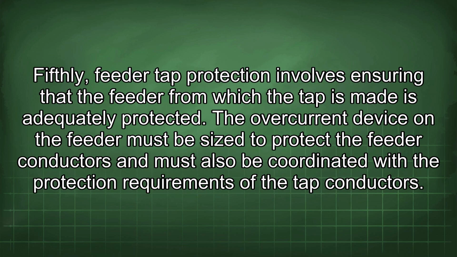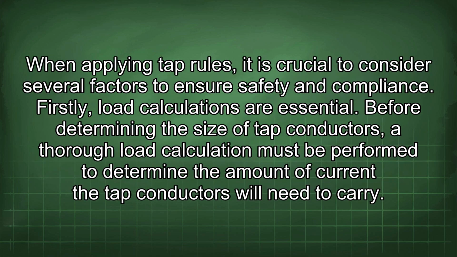Fifthly, feeder tap protection involves ensuring that the feeder from which the tap is made is adequately protected. The overcurrent device on the feeder must be sized to protect the feeder conductors and must also be coordinated with the protection requirements of the tap conductors. When applying tap rules, it is crucial to consider several factors to ensure safety and compliance. Firstly, load calculations are essential. Before determining the size of tap conductors, a thorough load calculation must be performed to determine the amount of current the tap conductors will need to carry.